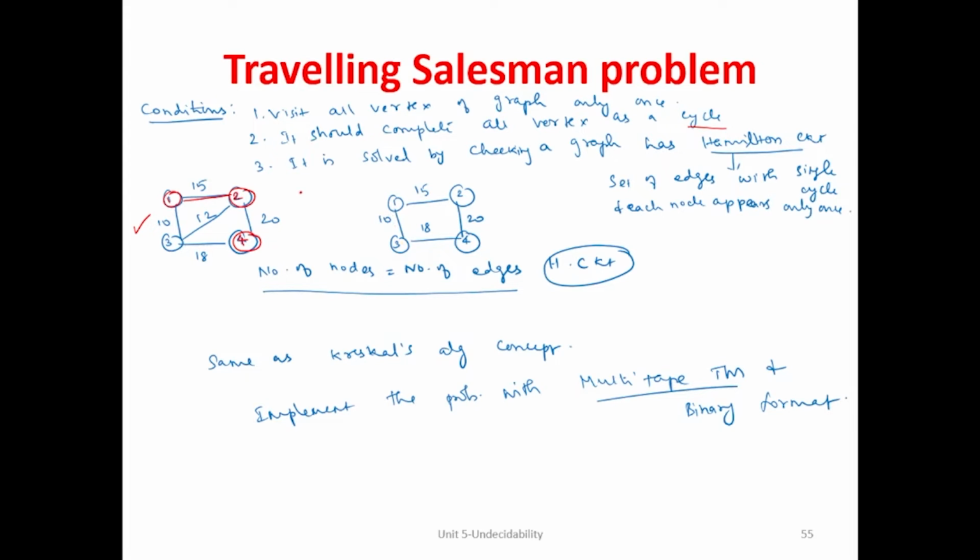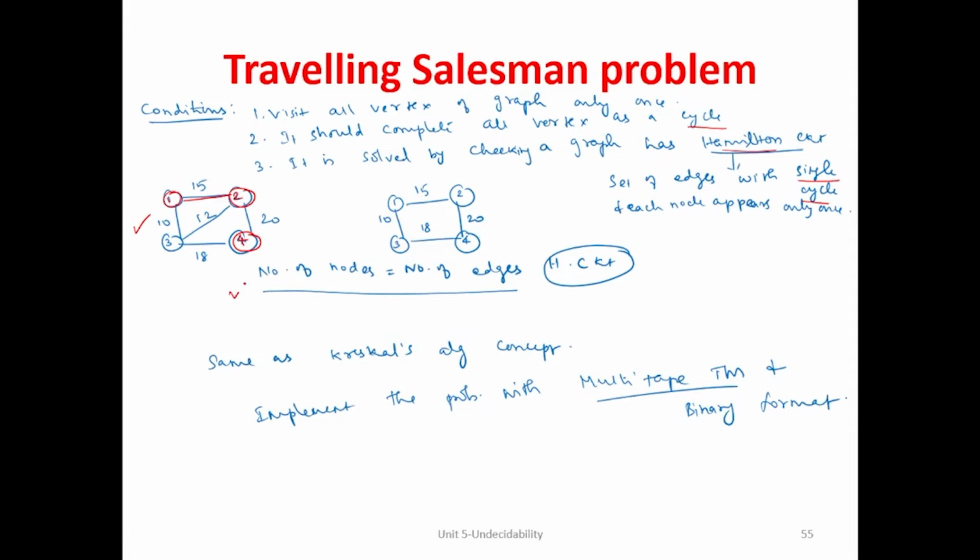And the third condition: it can be solved by checking for a Hamilton circuit in a given graph. So what does a Hamilton circuit mean? It is a set of edges forming only a single cycle. All nodes are connected with only a single cycle, and each node should appear only once. That circuit is called a Hamilton circuit.